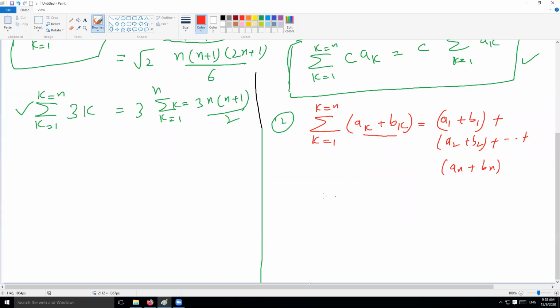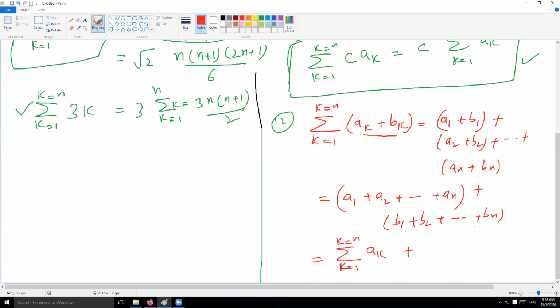Yes, sir. Now on this entire sum, if I apply the commutative law and rewrite this expression as a1 plus a2 plus, and so on and so forth, an, plus b1 plus b2 and so on and so forth, bn, then this is going to be the sum from k equal to 1 to k equal to n of ak, plus the sum from k equal to 1 to k equal to n of bk. Are you getting the point?